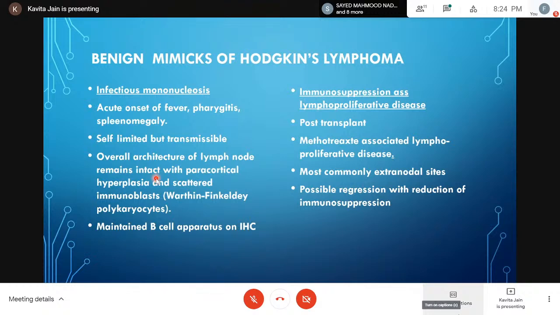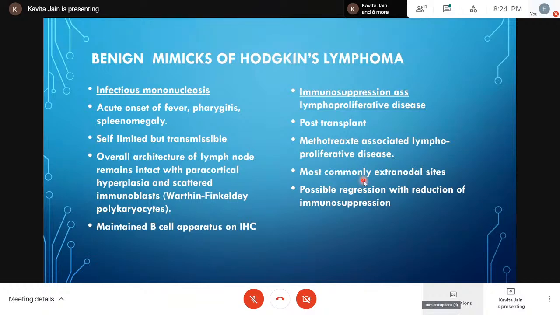There may be paracortical hyperplasia and scattered immunoblasts. And by now, you should know that the most common differential would be the interfollicular variant of mixed cellularity, so we have to rule that out. We see one thing in common, that although they may be CD30 positive, these scattered cells, immunoblasts, are also maintaining the B cell antigens, that is the BOB1, OCT2, etc. And of course, it is self-limiting.